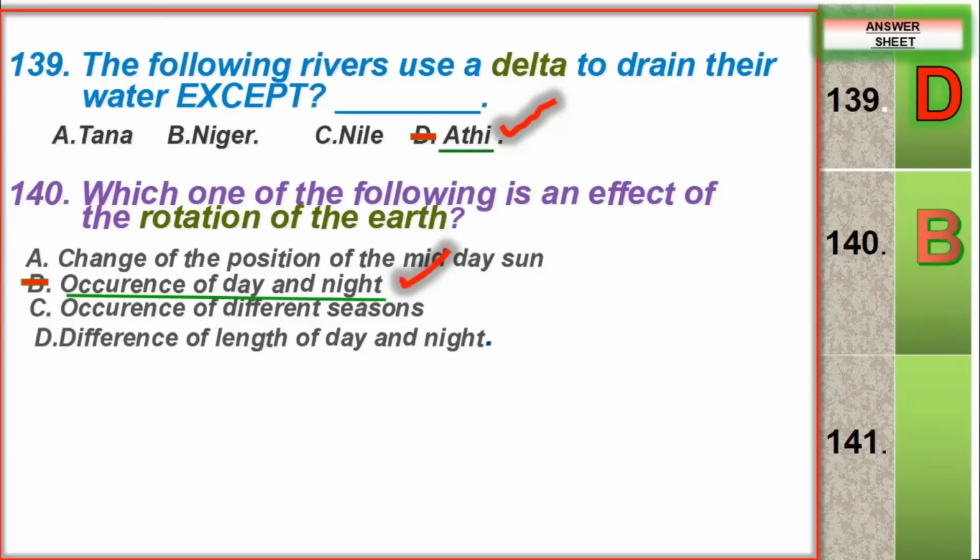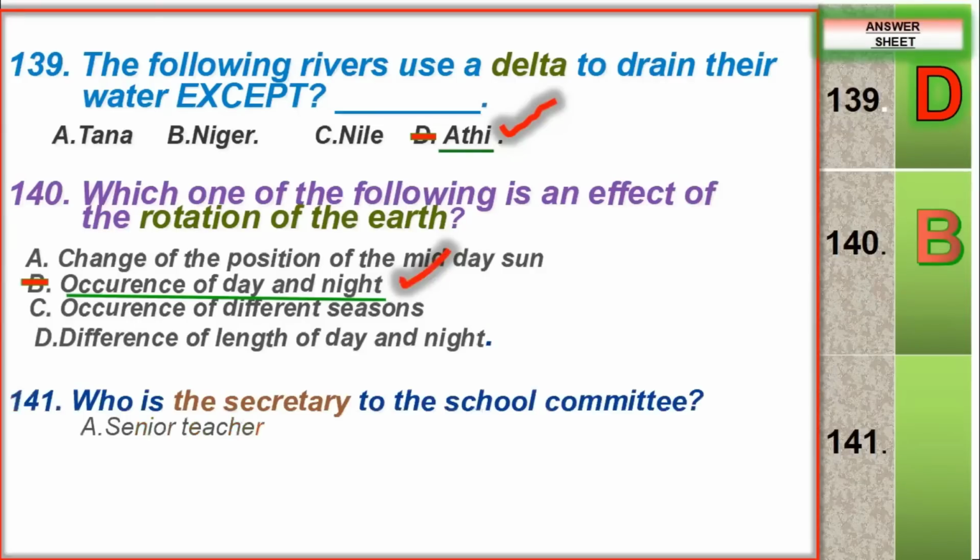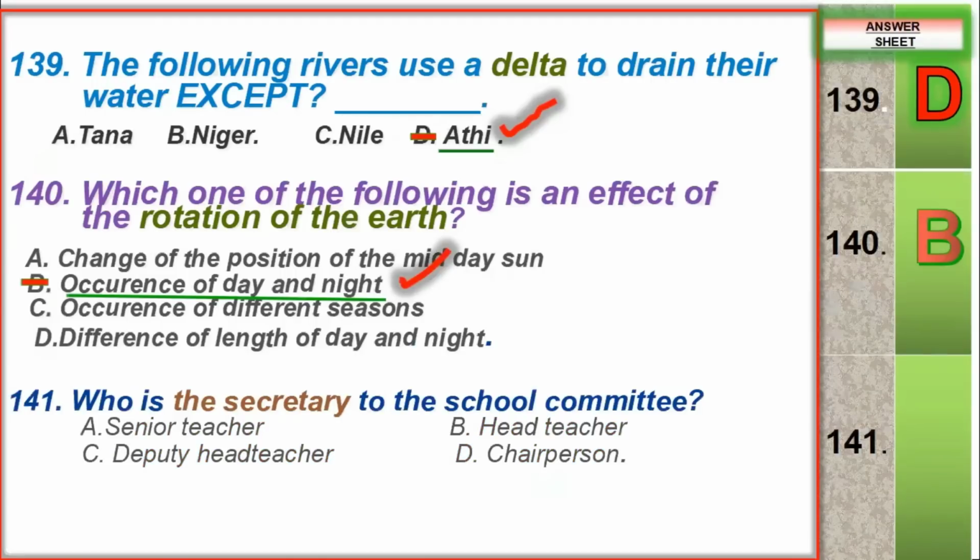revolution. Question 141. Who is the secretary to the school committee? Senior teacher, head teacher, deputy teacher, chairperson. Remember, the chairperson is the one who is in charge, who is the head of school committee. So the correct answer here should be the head teacher.